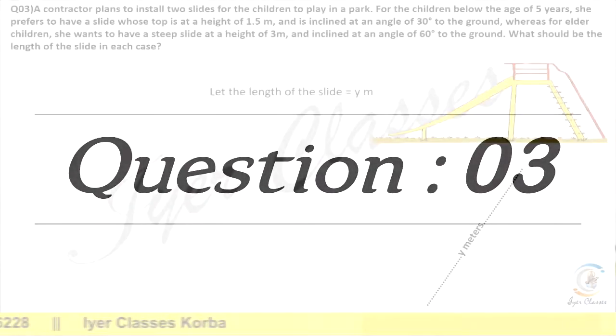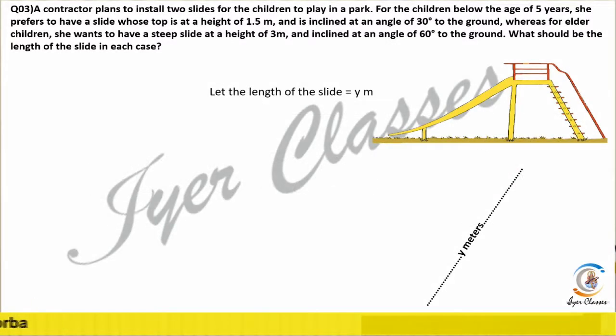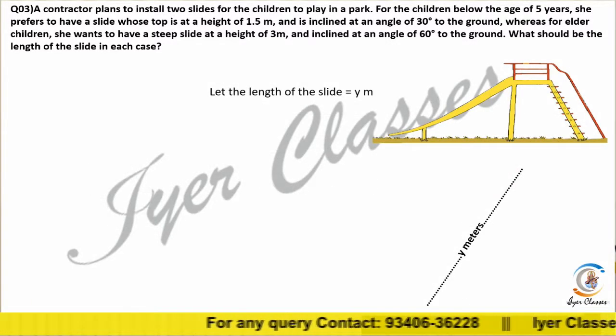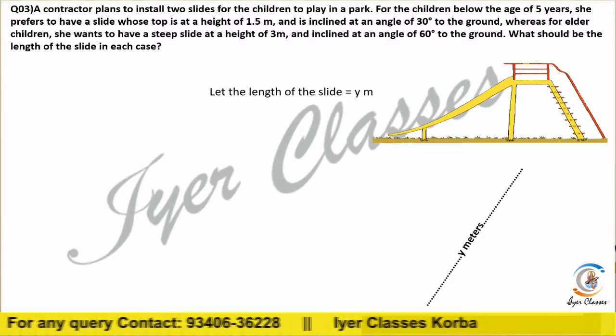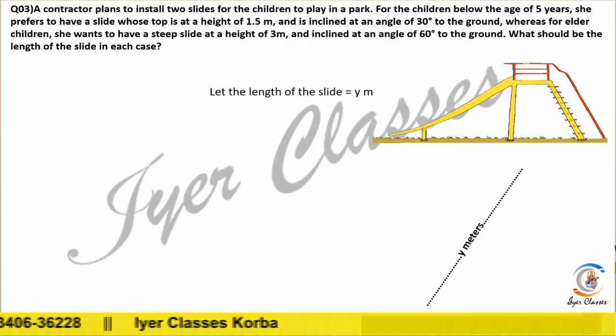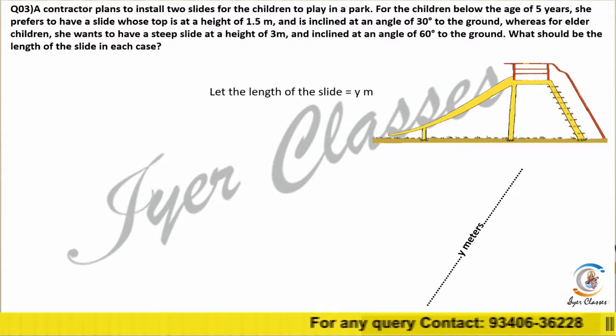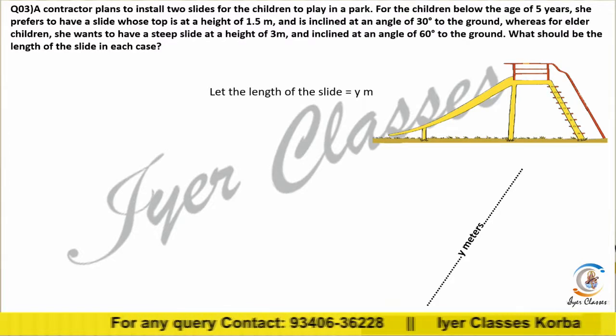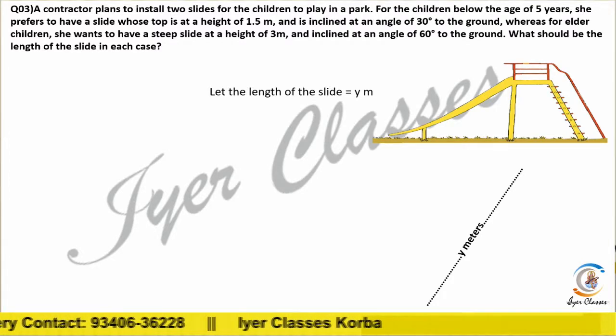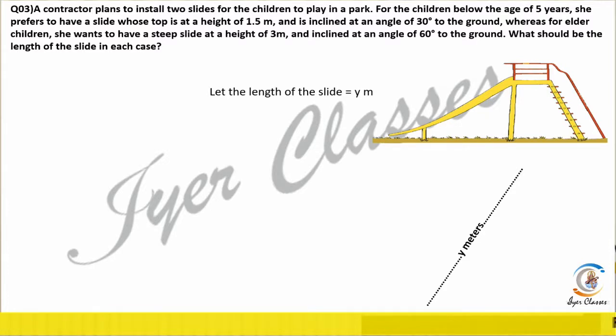Let us move on to the third question now. A contractor plans to install 2 slides for the children to play in a park. For the children below 5 years, she prefers a slide whose top is at a height of 1.5 meters and is inclined at an angle of 30 degrees to the ground. Whereas for the elder children, she wants a steep slide at a height of 3 meters and inclined at an angle of 60 degrees to the ground. What should be the length of the slide in each case?